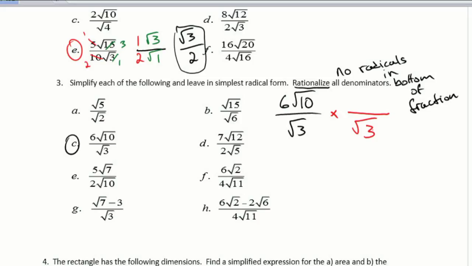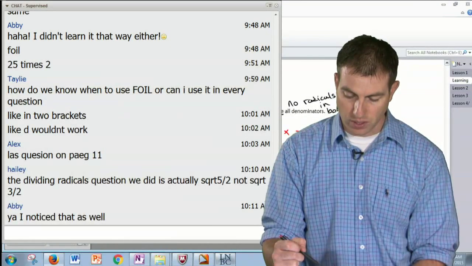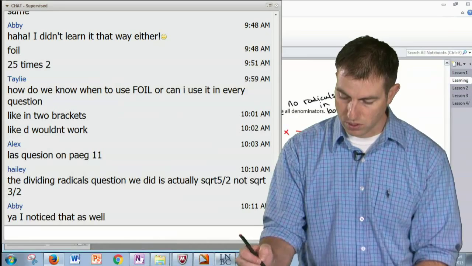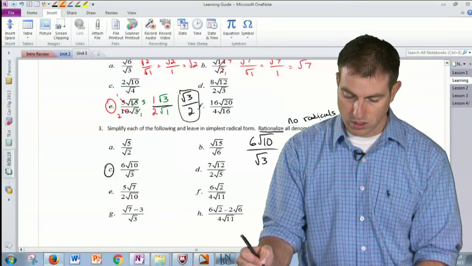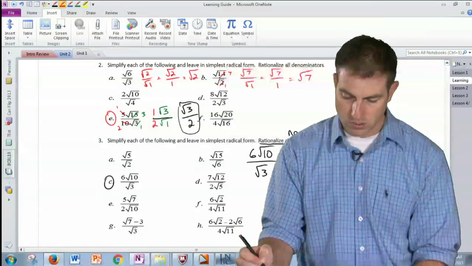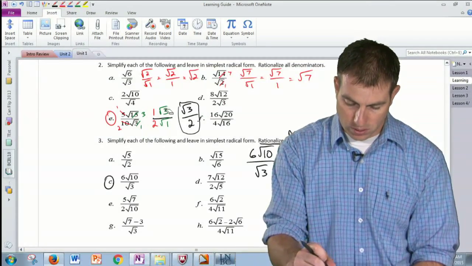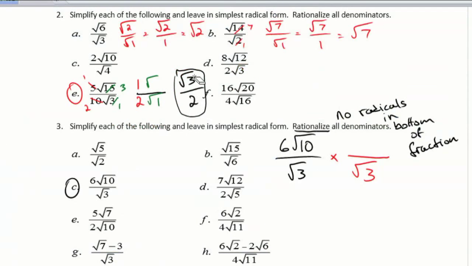Abby's pointing something out here. The dividing radicals question we did is actually square root 5 over 2, not square root 3 over 2. What did I do then? Square root 5 over 2, not square root... Oh, 3 goes into 15 5 times. Thanks, guys.